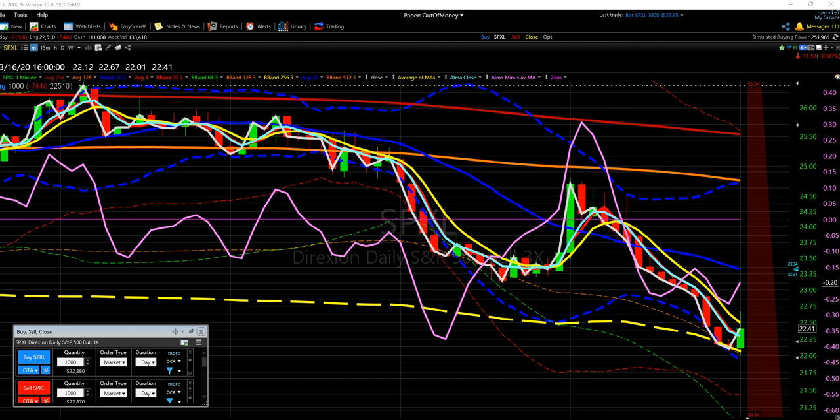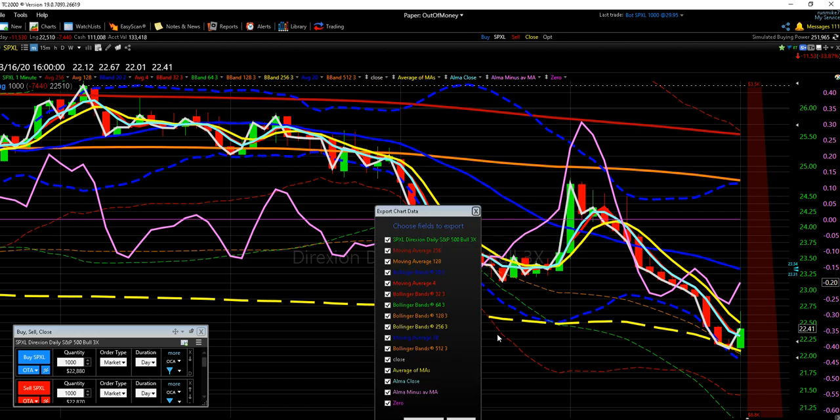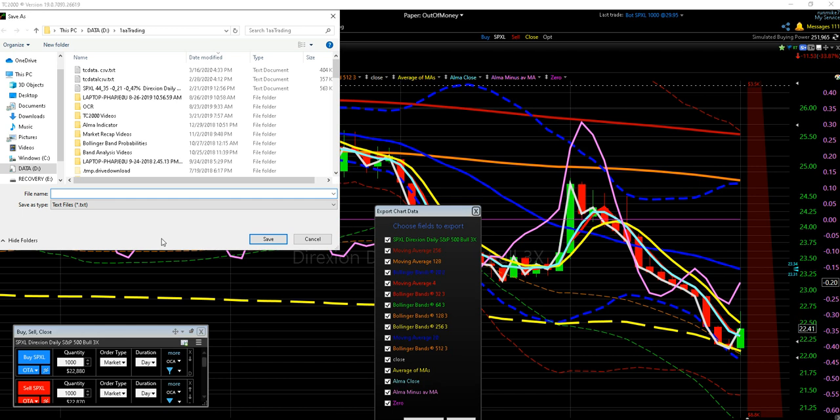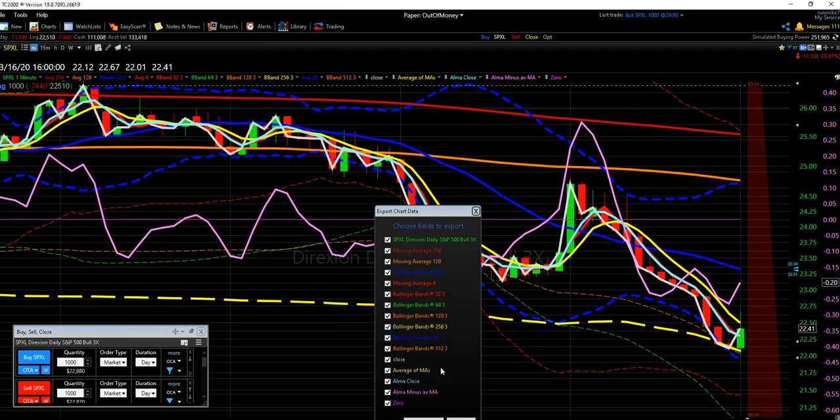And this is the TC2000 by the Worden Brothers, and I give them credit. Highly recommend it. You can see the curves you can get. You make all these settings, put all these curves in it, and it gives you a nice display. You can export your data by right-clicking, hitting export data, and telling it where you want to save it. And it'll export the data.